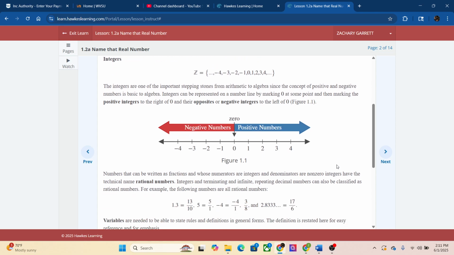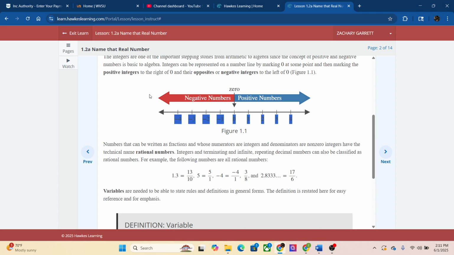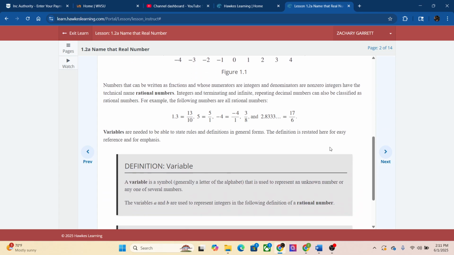Integers can be represented on a number line by marking 0 at some point and then marking the positive integers to the right of 0 and their opposites, or negative integers, to the left of 0. So as you can see, we have 0 in the middle, negative numbers to the left, positive numbers to the right. This is just a regular number line here on the x-axis.